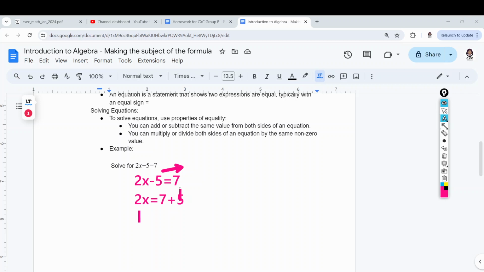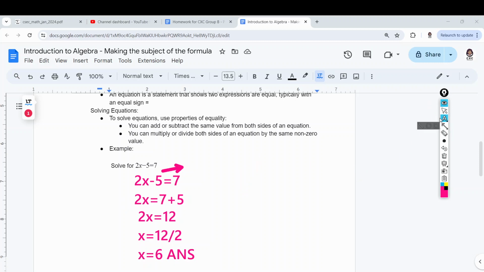And then we're going to end up getting 2x = 12, right? And since 2x = 12, we're going to get x = 12 divided by 2, right? So x = 6, and that will be the answer for this question, right?